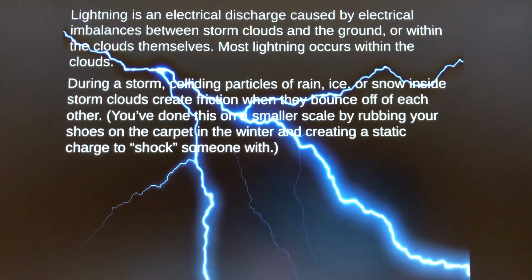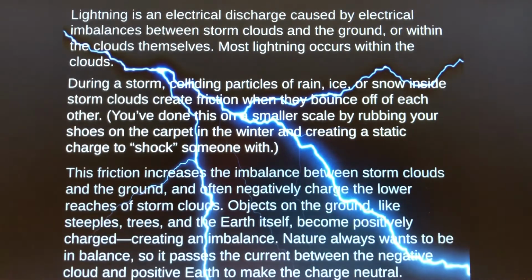Now, you've done this yourself. You have created static by rubbing your shoes against the carpet, and then you touch someone else and you shock them. The same thing happens inside of a thundercloud. So this friction creates an imbalance between the storm cloud and the ground, or between two storm clouds.